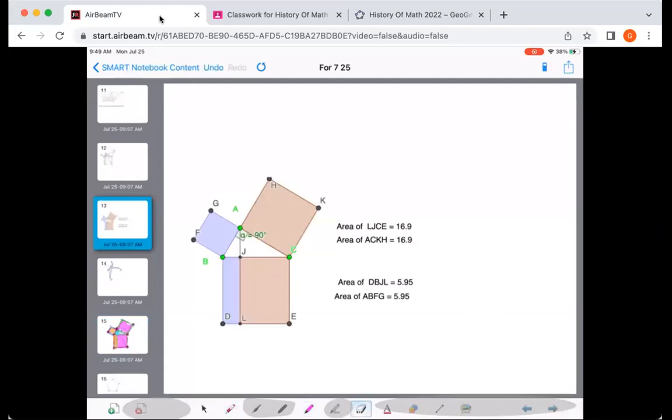Again, keep in mind the plan. The plan is to prove that each square is equal to a piece of the bigger square, and therefore the two squares together will equal the full square.